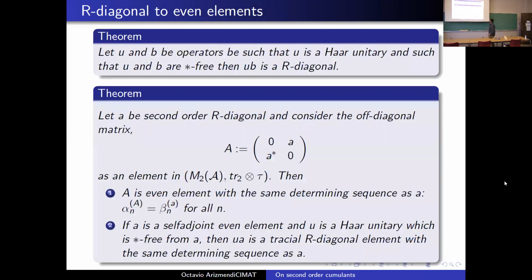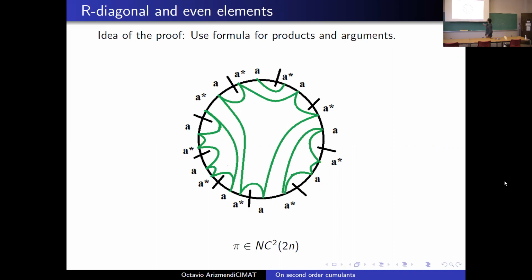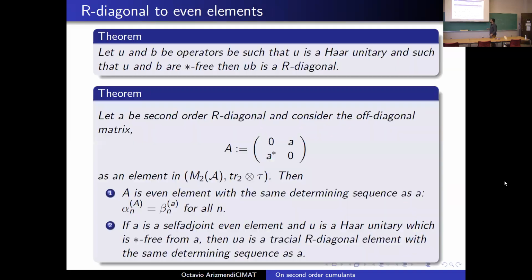But then one realizes that I didn't actually use that A should go to A star, but I only need parity. So you don't care if this is an R-diagonal element or if this is an even element. This is the same argument. That's why you have the same formula for both. So the combinatorics are exactly the same.